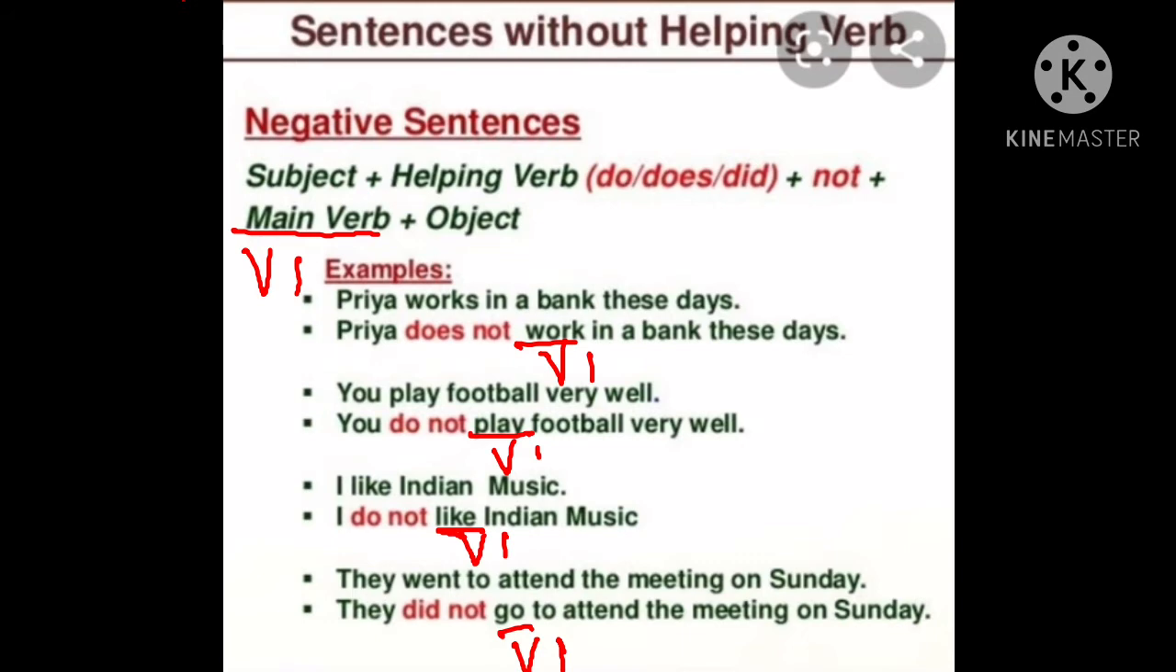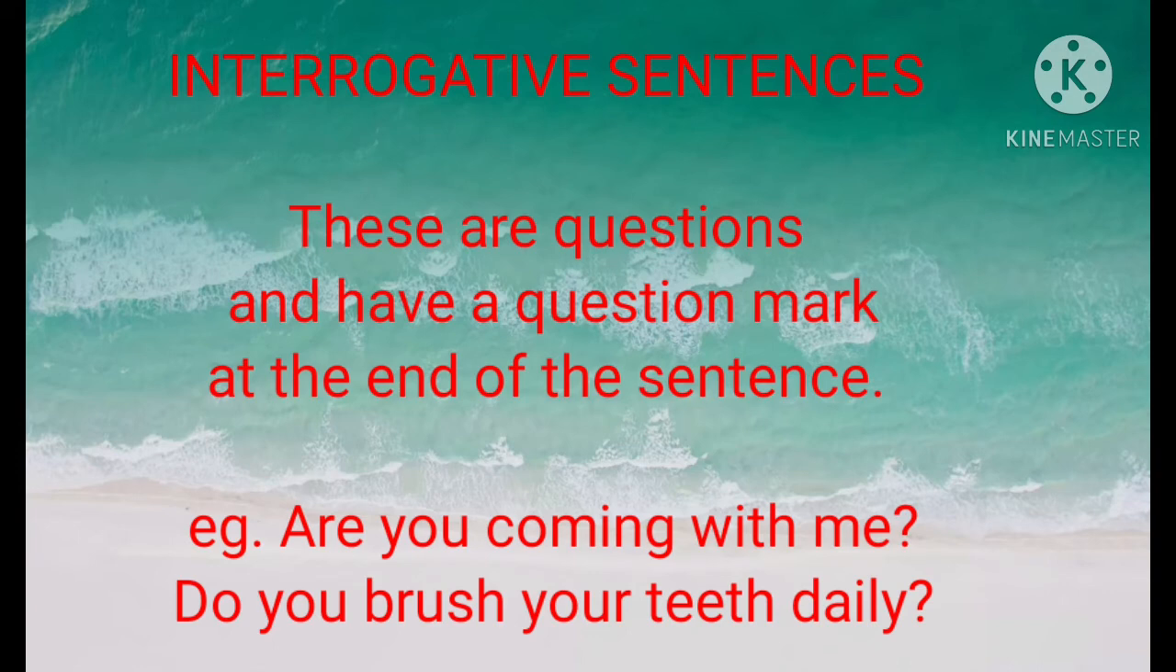And always remember that whenever we use do, did or does in the sentence, the main verb will always be changed into V1. Now let us see about the interrogative sentences. Interrogative sentences are the questions and have a question mark at the end of the sentence. For example, are you coming with me?